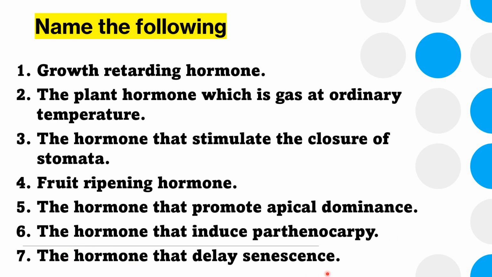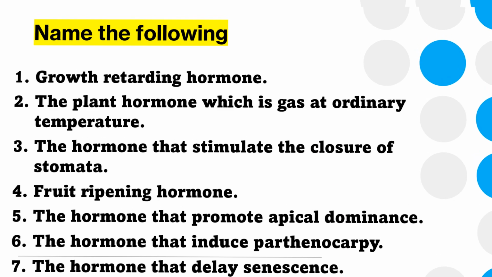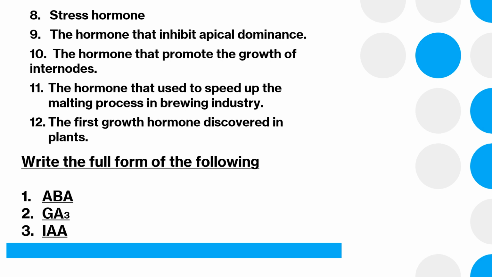The hormone that delays senescence: auxins, gibberellins, cytokinin. Anyone you can write here. The next question, stress hormone: ABA. Hormone that inhibits apical dominance: cytokinin. The hormone that promotes growth of internodes: gibberellins. The hormone that is used to speed up the malting process in the brewing industry: gibberellins. The first growth hormone discovered in plants: auxins.